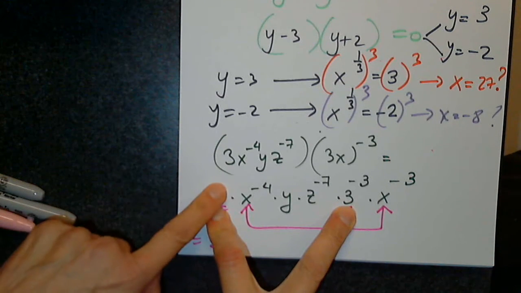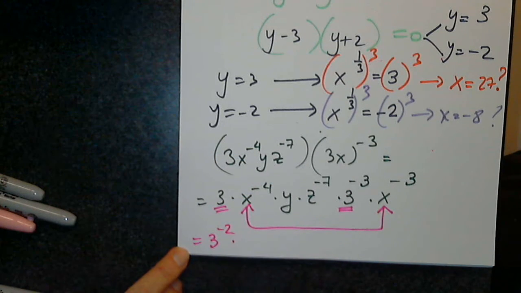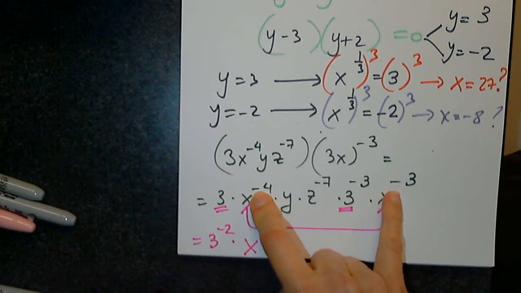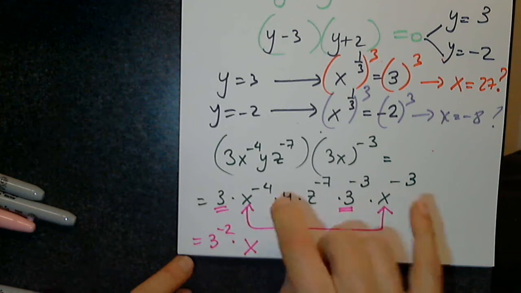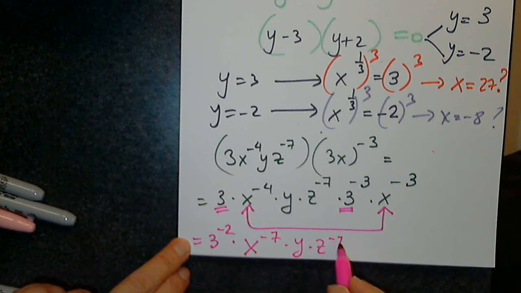Good. 1 added to -3. What do I get? Multiplied by. I copy the base. What happens to the exponents of x? -7. Times y times z to -7.